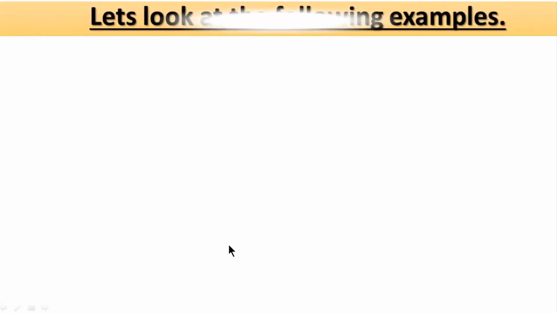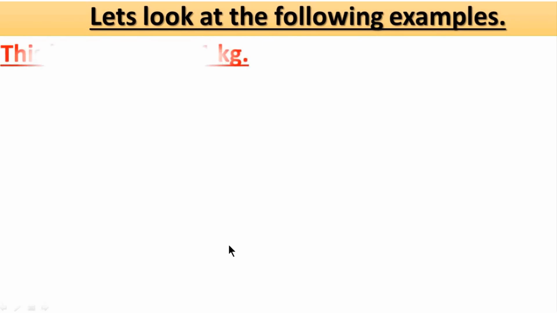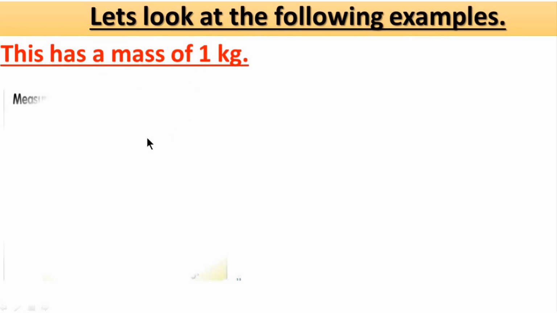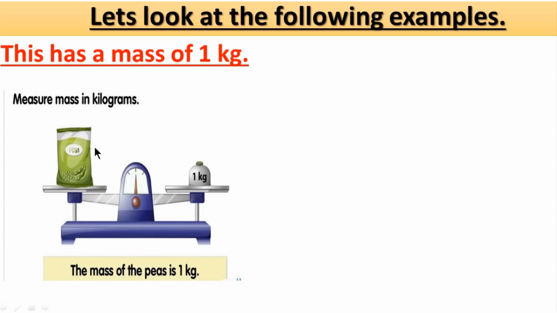Now let me show you some examples of mass. First of all, I will show you objects which have a mass of 1 kg. See, what is this? This is a packet of peas. And how much is its weight here? It's 1 kg, and the balance level is equal. So we can see the mass of the peas is 1 kg. This is how we measure the mass.